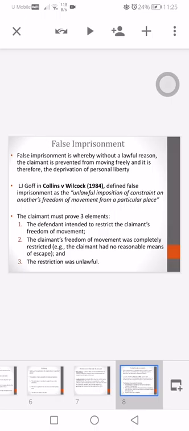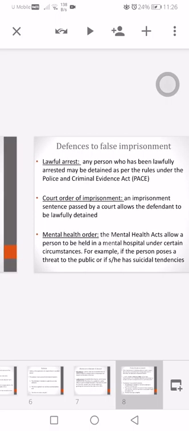False imprisonment is whereby, without a lawful reason, the claimant is prevented from moving freely, and it is therefore the deprivation of personal liberty. Based on the case in court, Collins versus Wilcock 1984, false imprisonment is defined as the unlawful imprisonment or constraint on another's freedom of movement from a particular place. The claimant must prove three elements. First, the defendant intended to restrict the claimant's freedom of movement. Second, the claimant's freedom of movement was completely restricted, and the third is the restriction was unlawful.